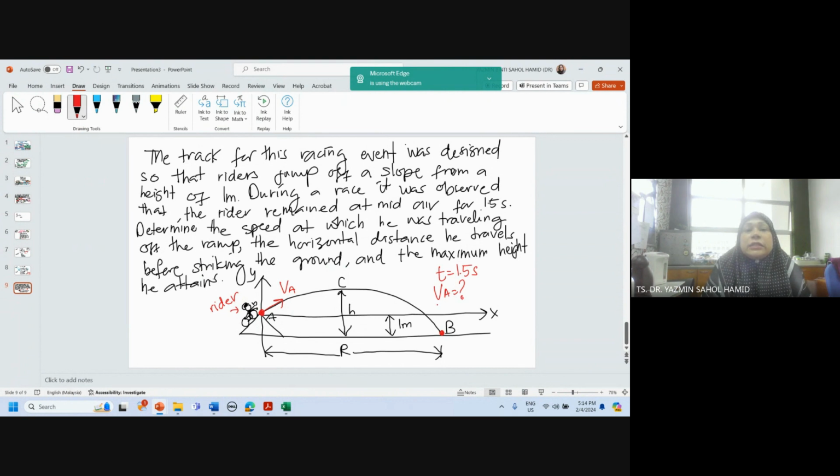And then the distance he traveled before striking the ground. So then we find R. And then the maximum height he attains before striking the ground. So they want H. The maximum height is at point C. Okay, good. So first step, we have drawn VA, we need to resolve.